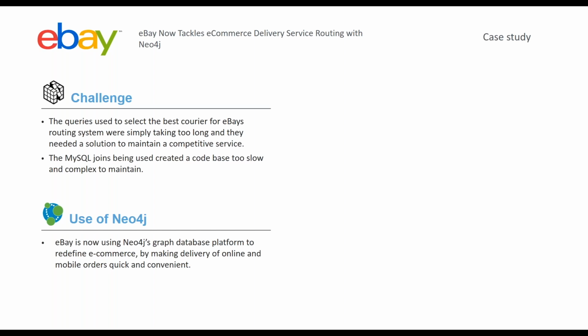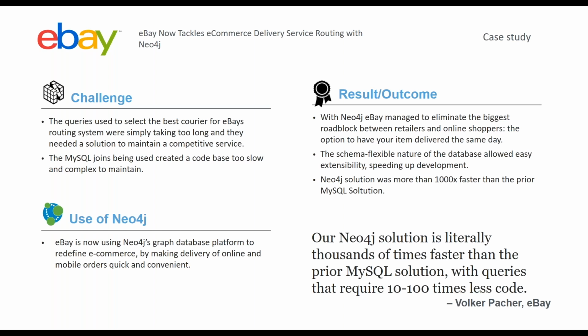So another client, eBay, one of the services they offered was the ability to courier deliveries in a small time window. The real challenge they had was figuring out who's the best courier to deliver an item locally. They were using a MySQL solution for that, which involved very complicated joins across tables and so forth. And again, it's that problem of when you have multiple Cartesian joins to get the information out, it gets very, very slow.